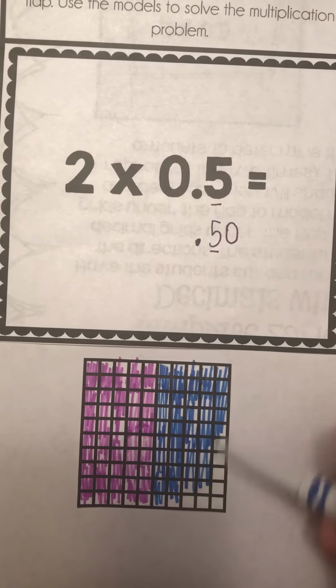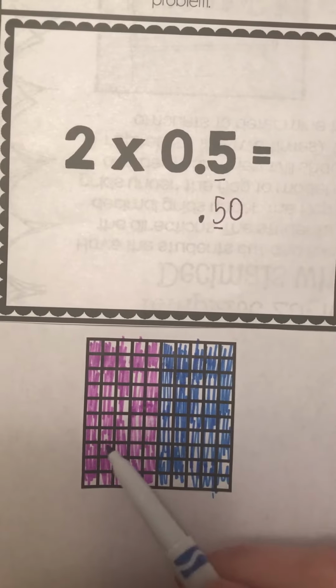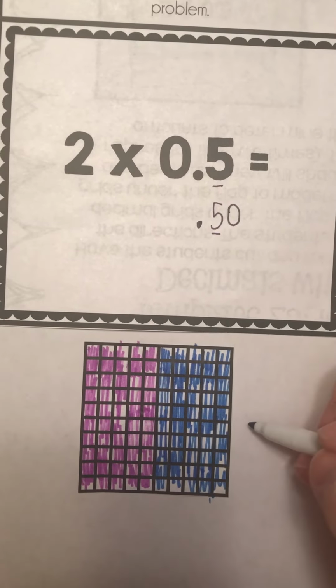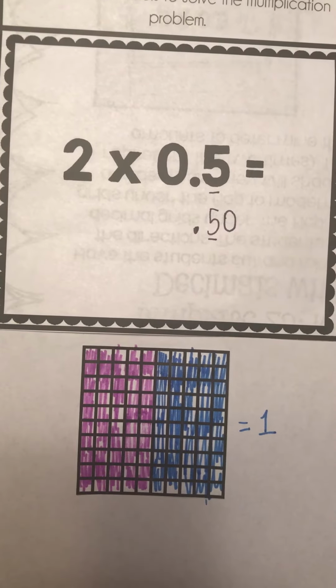And when I do that, I can see that 2 sets of 50 is equal to 1 whole.